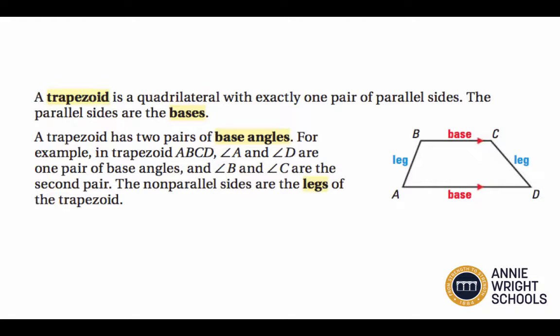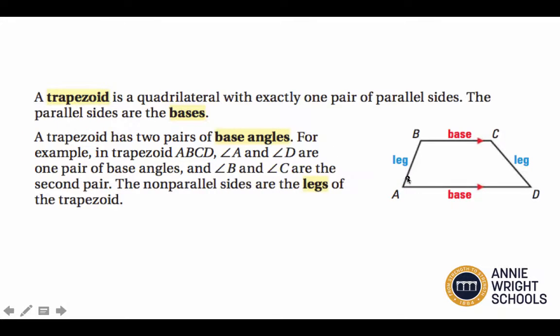Start with trapezoids. Trapezoids are a type of quadrilateral with exactly one pair of parallel sides. So trapezoids cannot be parallelograms. Parallelograms require two pairs of parallel sides. We call those parallel sides the bases. And for each trapezoid, there's two pairs of base angles.